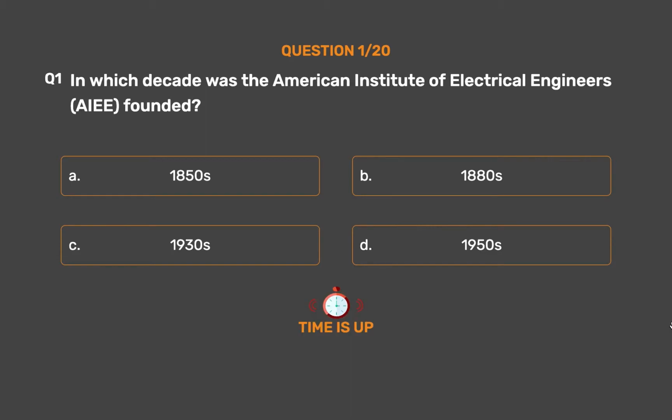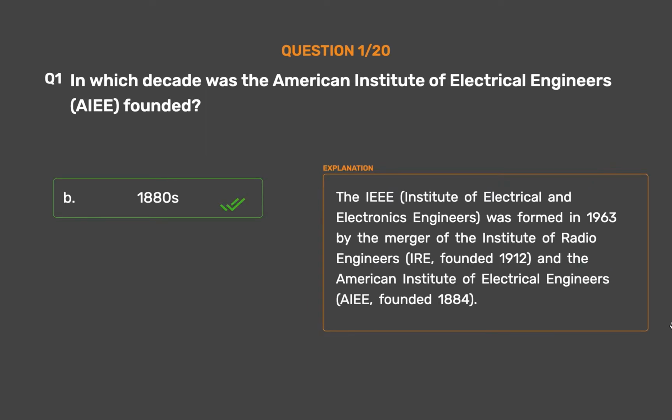The correct answer is Option B. 1880s. The IEEE, Institute of Electrical and Electronics Engineers, was formed in 1963 by the merger of the Institute of Radio Engineers, IRE, founded 1912, and the American Institute of Electrical Engineers, AIEE, founded 1884.